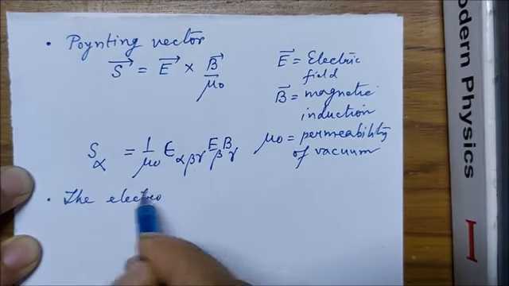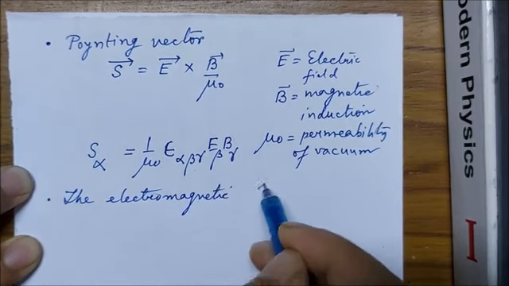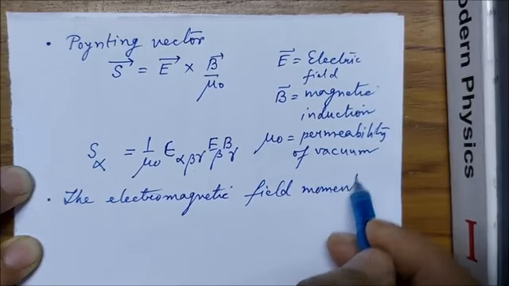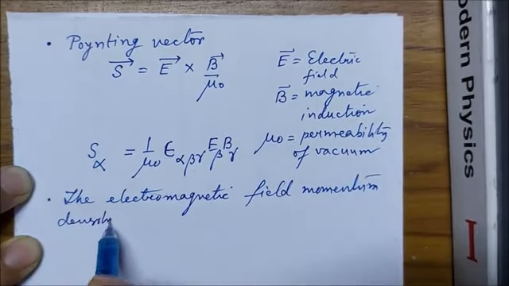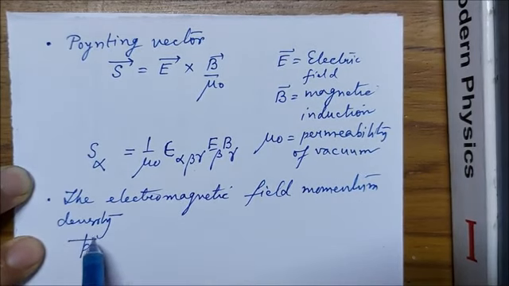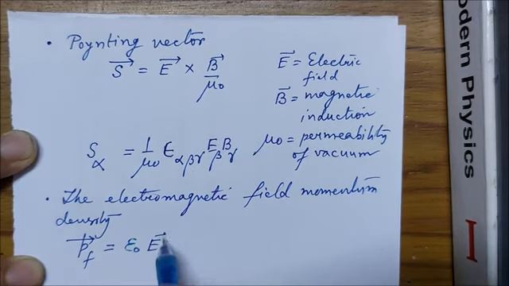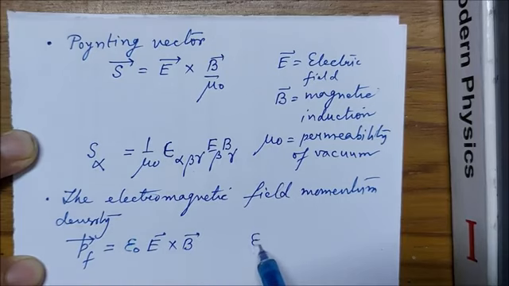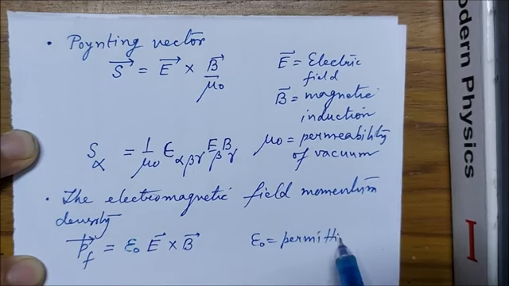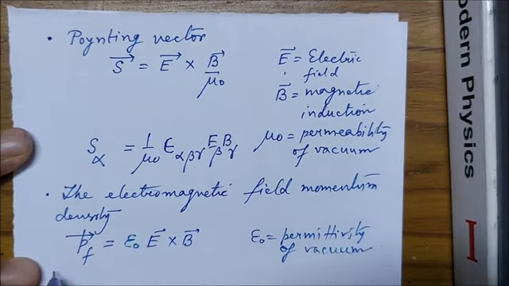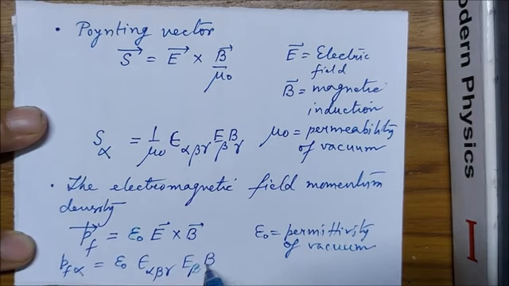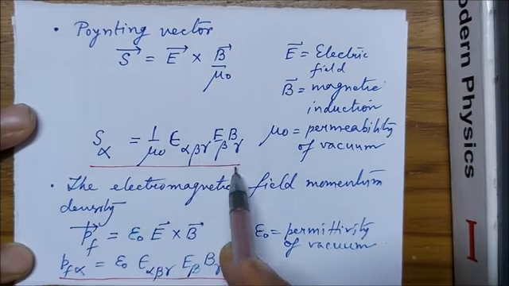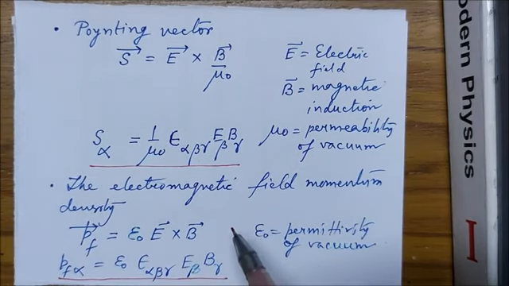The electromagnetic field momentum density is defined as vector P_F equals epsilon 0 E cross B, where epsilon 0 represents permittivity of vacuum, and its alpha-th component can be expressed as epsilon 0 Levi Civita alpha beta gamma E beta B gamma, and these are important expressions, the form being compact, short and elegant, and hence useful.